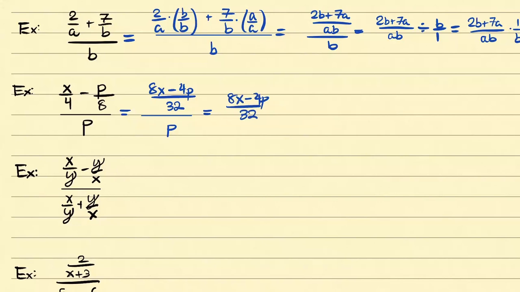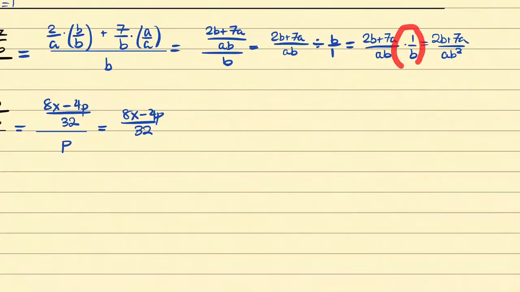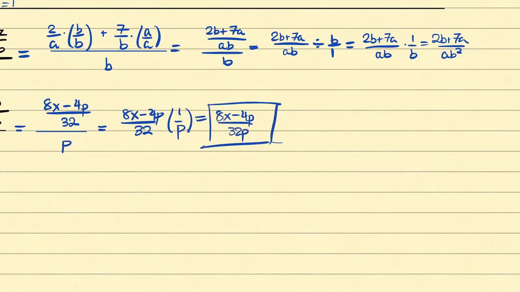And we're going to extrapolate from this formula up here. Notice when I divided by b, what really happened was I ended up multiplying by 1 over b, its reciprocal. Dividing by b, multiplying by 1 over b. Dividing by p, multiplying by 1 over p. So I get 8x minus 4p over 32p, and you're done. Not bad.